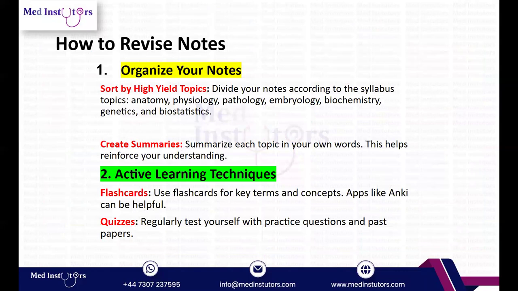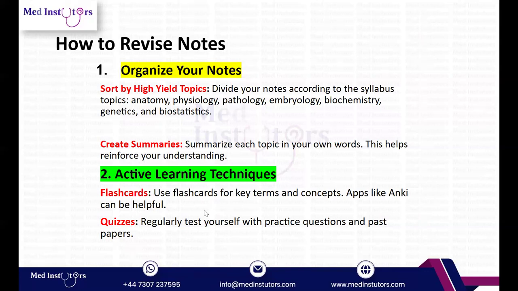So these are the tips again. Organize your notes. These are my 1 month tips, like what you can do in your 1 month. Organize your notes, whatever you have been studying so far from the last 3 or 4 months. Sort your notes by high yield topics, because mainly the paper comes from the high yield topics. So divide your notes according to the syllabus topics like anatomy, physiology, pathology, embryology, biochemistry, genetics, and biostats, or whatever modules you have. Create your summaries. Summarize each topic in your own words. That would help you to reinforce your understanding.